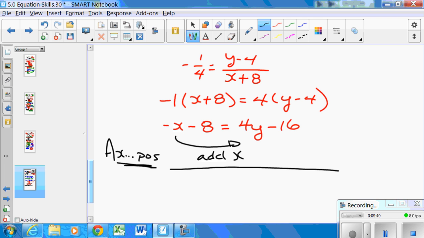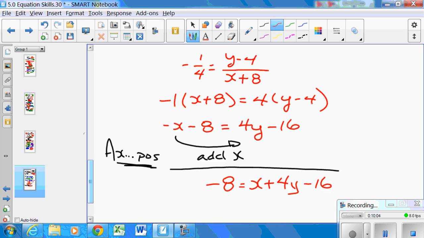And if you want, at the same time, because we want one side to be 0, we can also add 8, but we'll do it in 2 steps. But let's add x first of all. And now the negative 8 is all by itself. Alphabetical order, put the x before the y's. And I have x plus 4y minus 16.